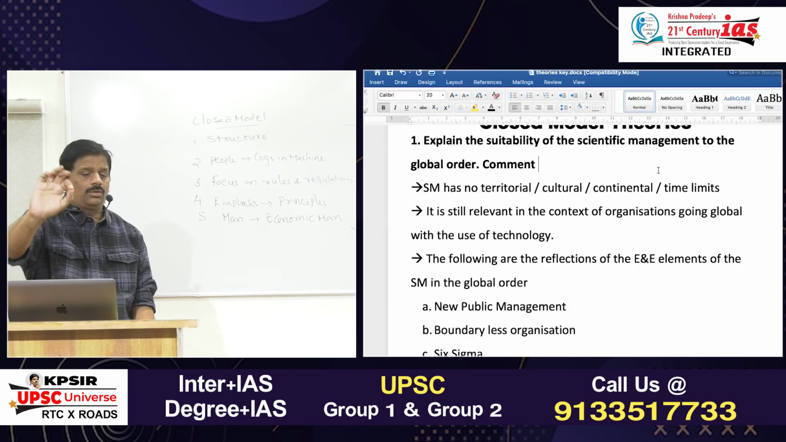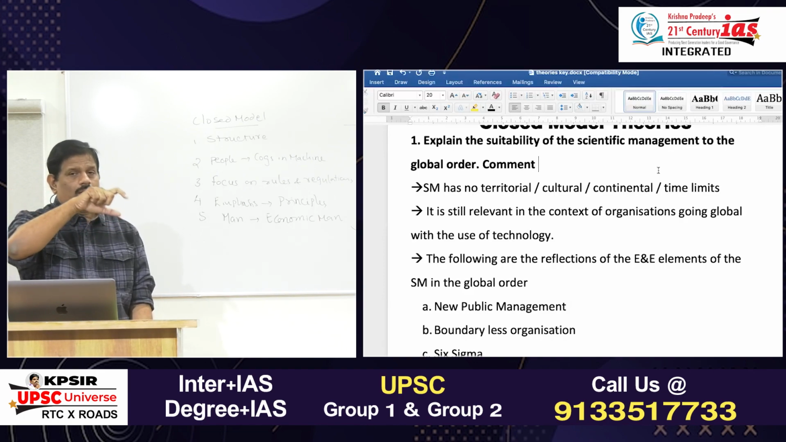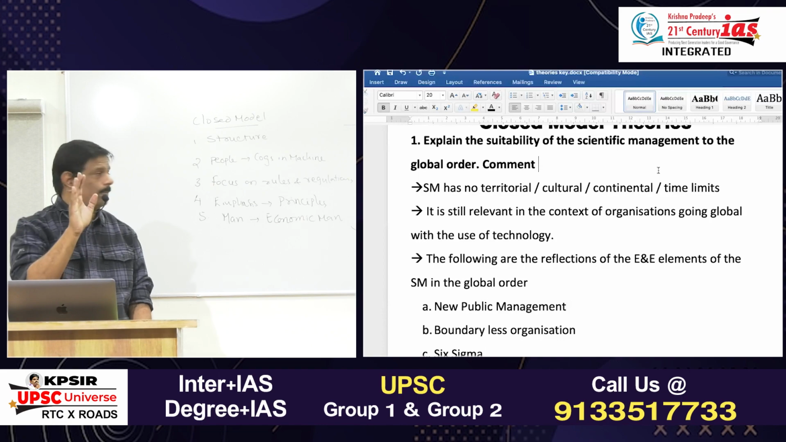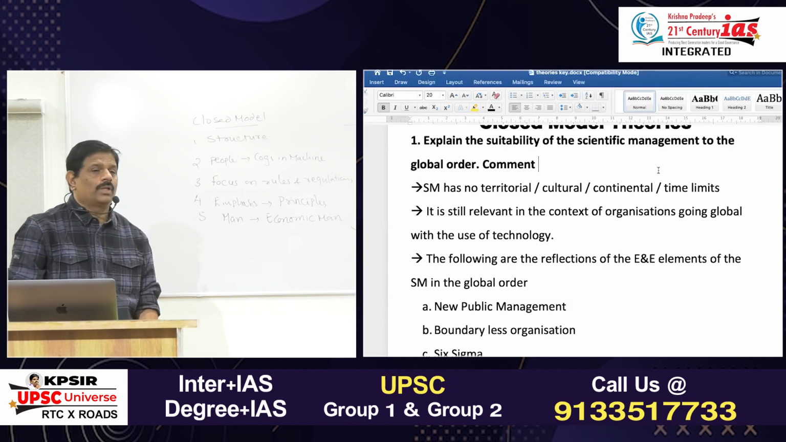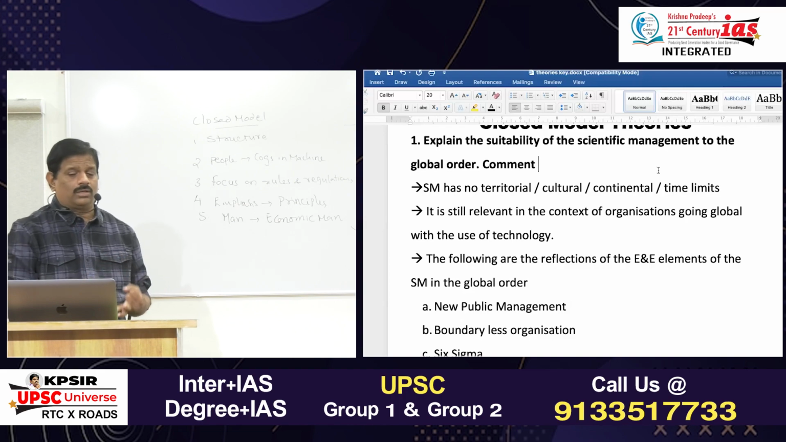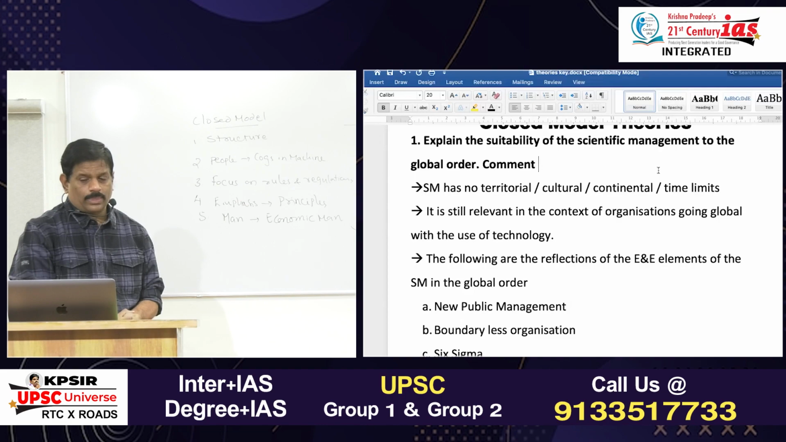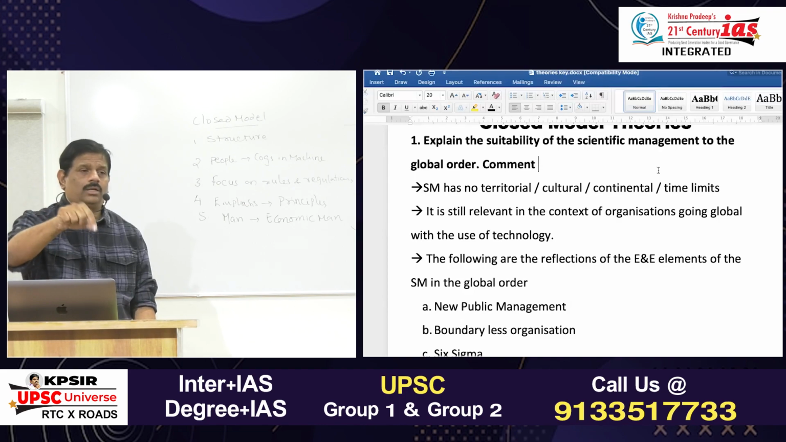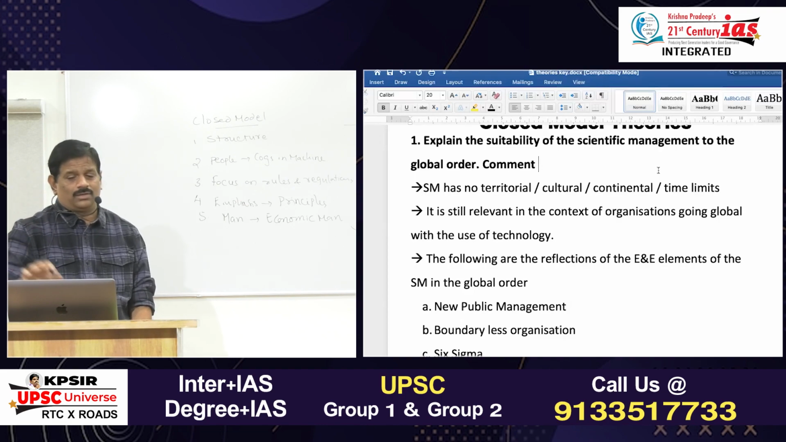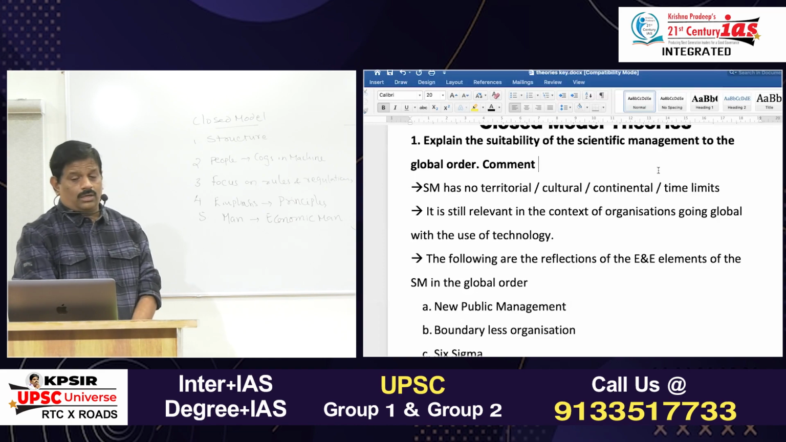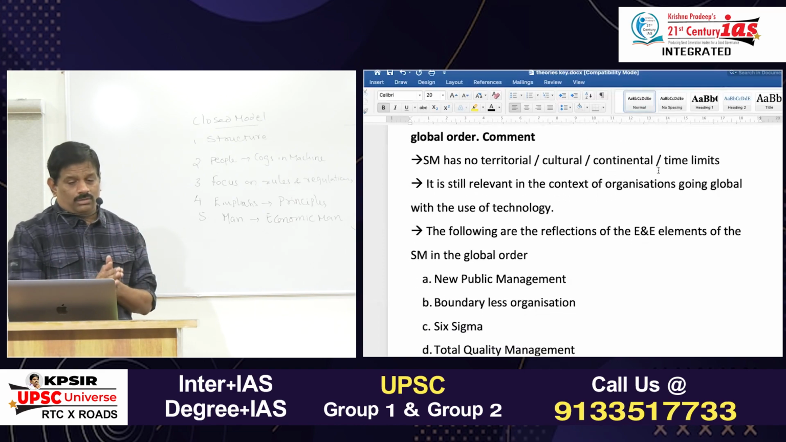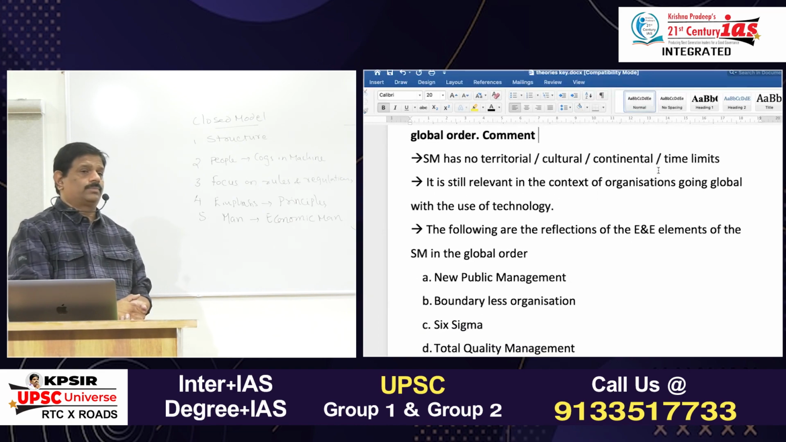So in the introduction, you should talk about the aspect that scientific management has no limitations at all. Neither territorial, continental, cultural or time-oriented limitations. And you should also write a sentence saying that it is still relevant in the context of organizations going global with the use of the technology.